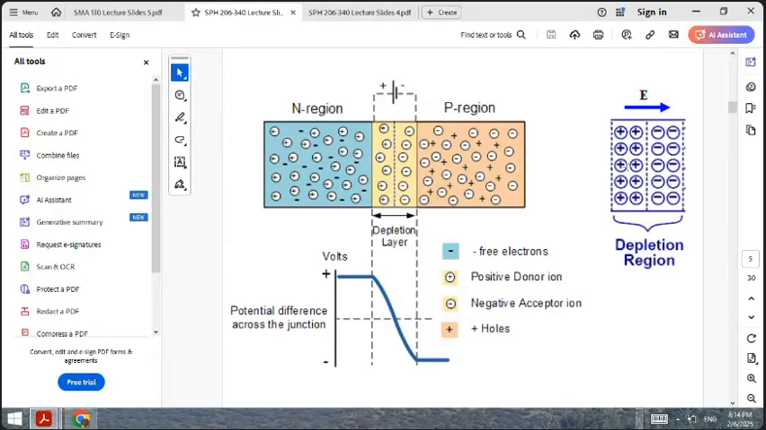Now, if you understand these two diagrams, then you will have no problem understanding the rest of the discussion. And I think I sent this slide to you.